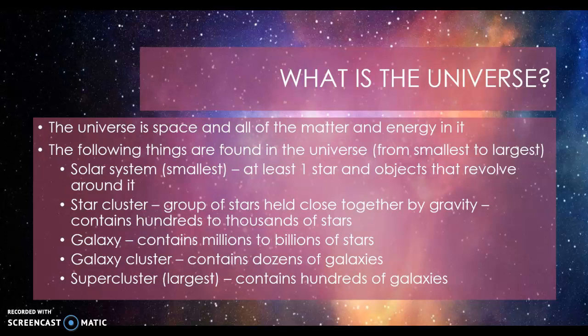Then you have a star cluster, which is a group of stars. They are held together by gravity, and this cluster can actually contain as many as hundreds of thousands of stars within it. Then we have what's known as a galaxy. The galaxy contains millions of billions of stars. And then you have a galaxy cluster, which is when you have multiple galaxies pulled together. So it would basically be dozens of galaxies. And then you have the largest of all the items, which is a supercluster, which contains hundreds of galaxies. So again, from smallest to largest: solar system, star cluster, galaxy, galaxy cluster, supercluster.